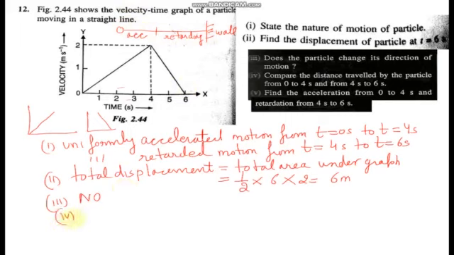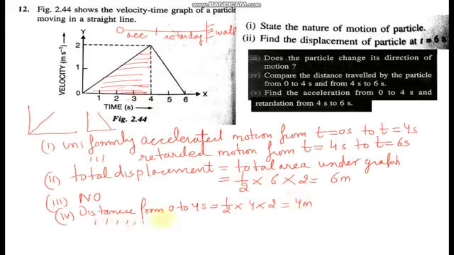Compare the distance travelled by the particle from 0 to 4 and 4 to 6 seconds. So how much distance has been travelled from 0 to 4 seconds? So distance is given by the area under the graph. ये है 0 to 4. It is a right angle triangle. Distance will be half into base into height. Base क्या है 4 seconds और height क्या है this, that is 2. So it comes out to be 4 meter.